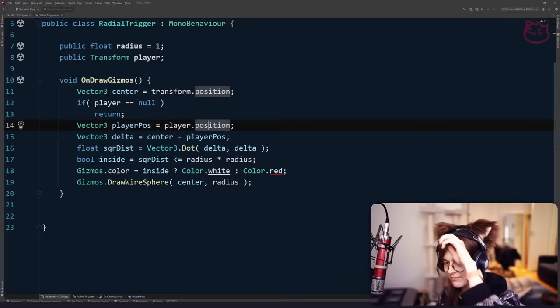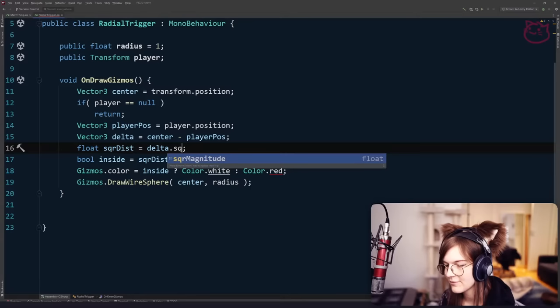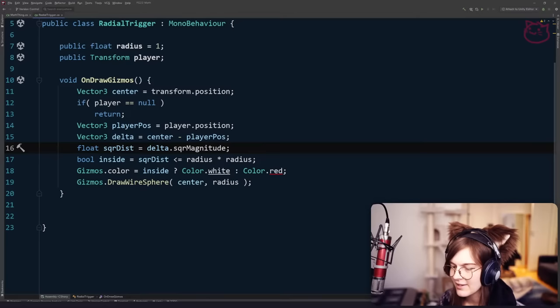And of course, a lot of things like this are built in, so you can do delta.squaredMagnitude if you want to. Doesn't really matter that much. This one is a little bit more readable, I think, if people are aware what squared magnitude is.